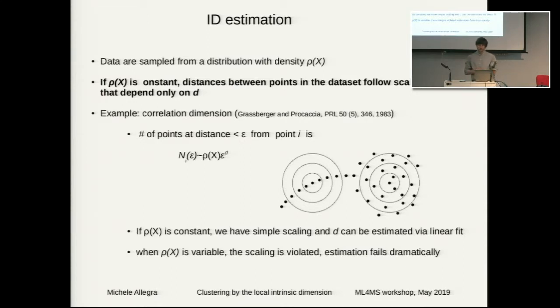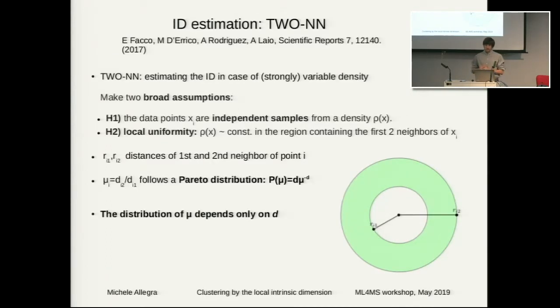through a linear fit. The problem is that when the density of points is highly variable, which actually occurs nearly always in real data when considering data spaces of various origin, the scaling does not hold. So the estimation based on this scheme fails dramatically. So in a work published 2 years ago in Scientific Reports, my colleagues developed a scheme to estimate the intrinsic dimension in the case of strongly variable density.